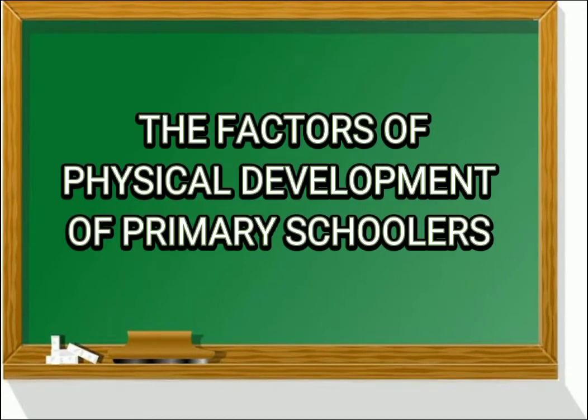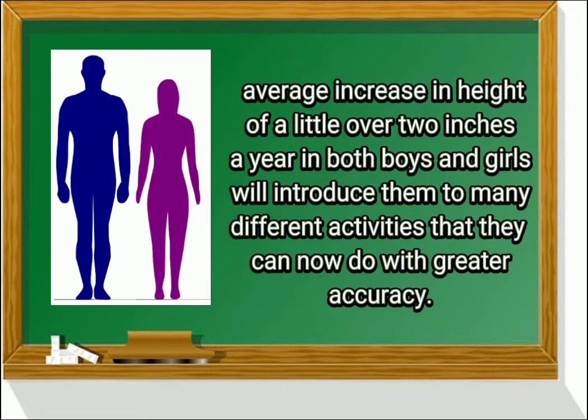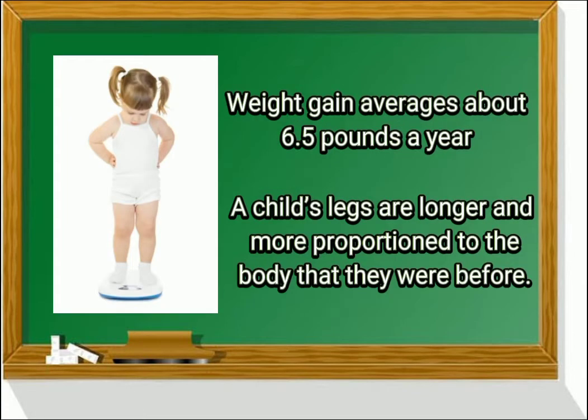Let's further explain the factors of physical development of primary schoolers. So let's begin with height and weight. This period of gradual and steady growth will give children time to get used to the changes in their bodies. An average increase in height of a little over 2 inches a year in both boys and girls will introduce them to many different activities that they can now do with greater accuracy. The weight gain averages about 6.5 pounds a year.